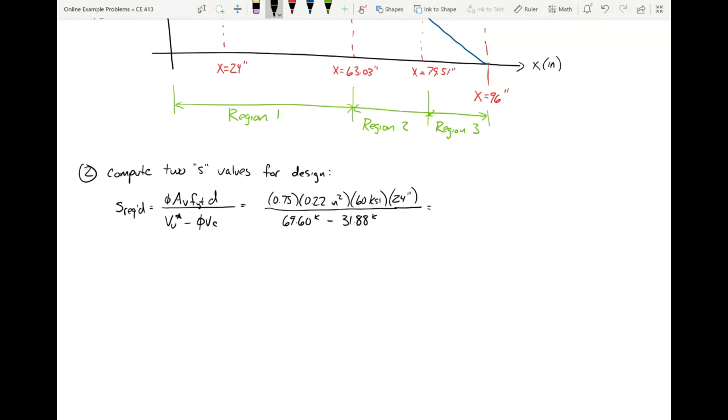Now, when you plug and chug all of that, first off, this is a stirrup spacing. So your units will come out to be in inches. So for instance, on the top, you've got 0.22 square inches, and then the KSI, so that comes out in kips. And then the kips cancel with the kips on the bottom, so the only thing you're left with is inches. Now, when you chug this out, you will get a value of 6.3 inches.